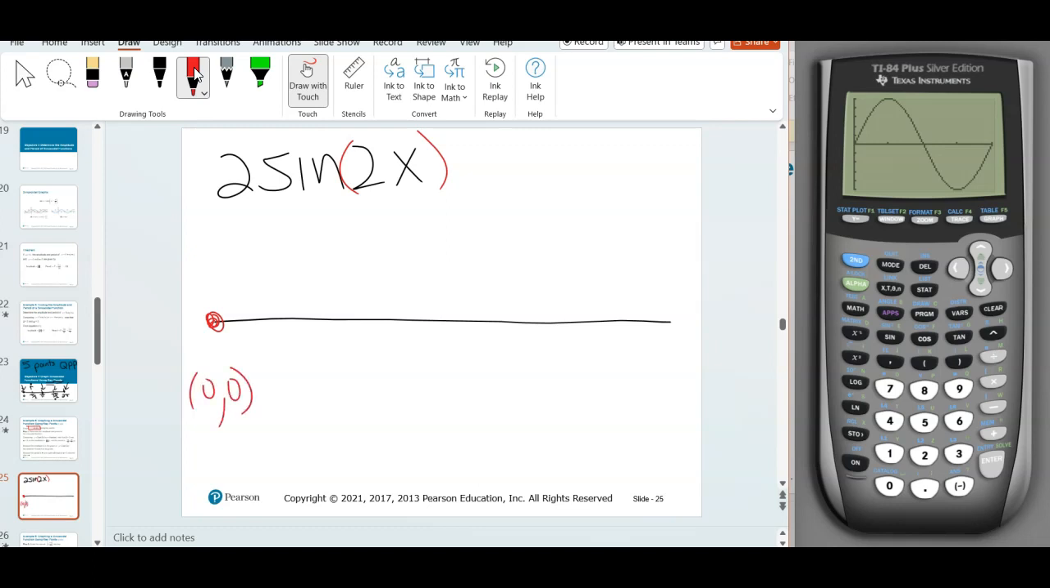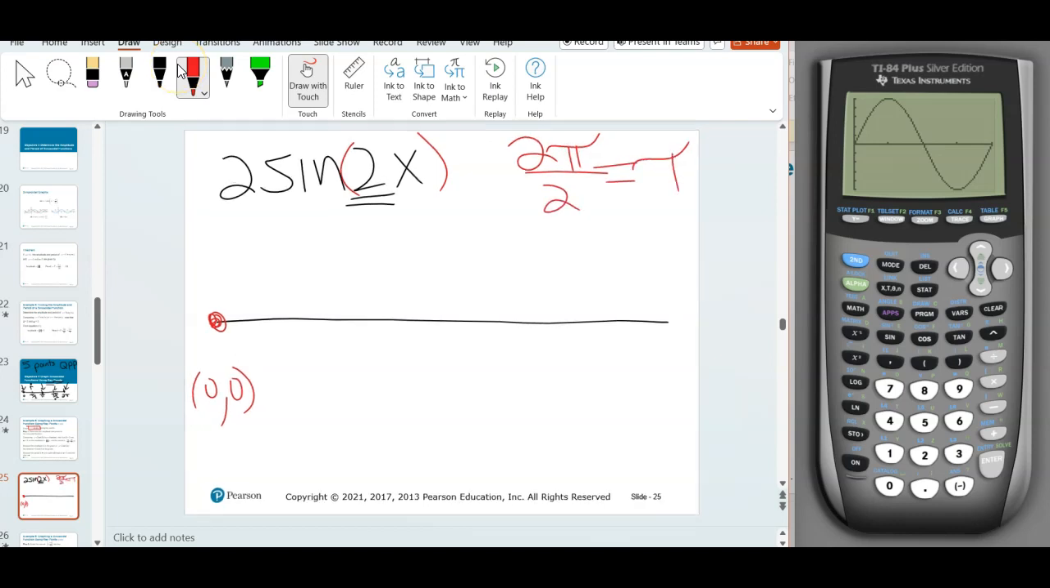Now the period is altered. There is a number that's being multiplied by the x on the inside, so we would need to divide 2 pi by that number to get the period. So the period here is pi units. That means we're going to come back 1 full period at pi units. So at pi, 0, we're going to be back on the midline.